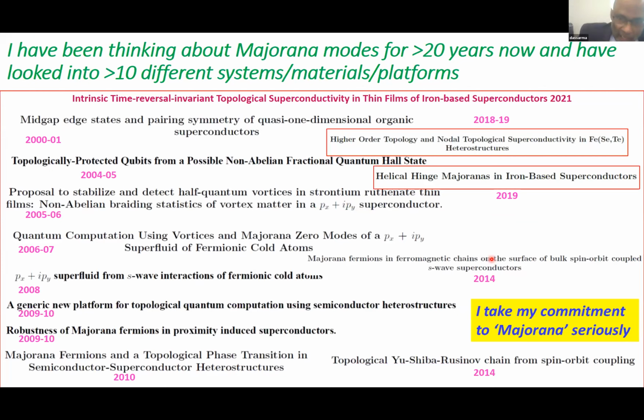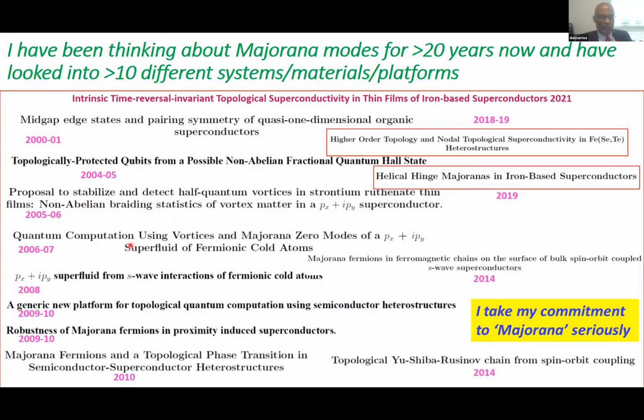Now, I have been thinking about Majorana for more than 20 years, okay? And I have looked at least 10 different systems and material platforms. So let me quickly go through them. My first paper in 2000, which showed the 2e²/h, was in organic superconductors, with Victor Yakovenko. And then I did a lot of work on fractional quantum Hall effect with Michael Freedman and Chetan Nayak and postdocs at Maryland.